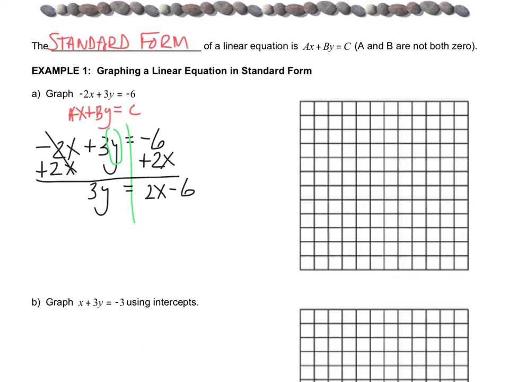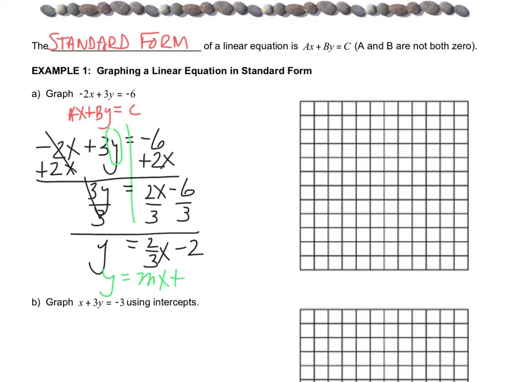Remember, we always want the x term first. Then we still need to get y by itself, so we divide everything by 3. This was our pre-algebra lesson. The 3's would cancel and get me y. I'm going to leave the fraction 2/3 x minus 2. So that's just rewriting it. But now notice what we have down here at the bottom. This is our slope-intercept form, y equals mx plus b.